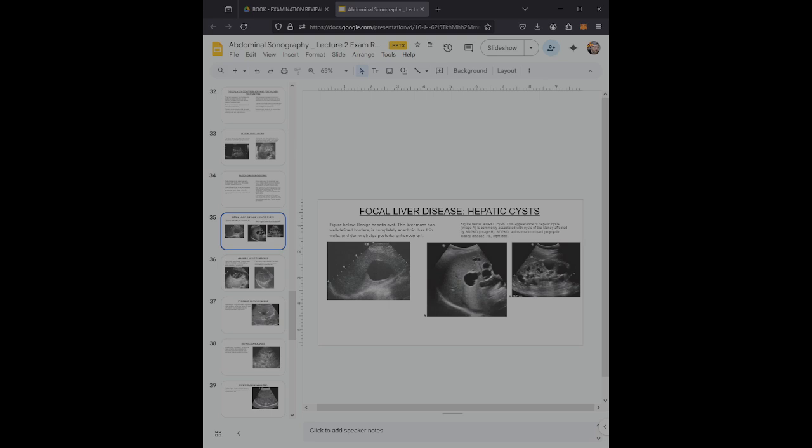So hepatic cysts, they can be asymptomatic, or they can be hemorrhagic. They are usually anechoic masses with posterior enhancement, and they may have irregular shapes, or clusters of these cysts may be noted.